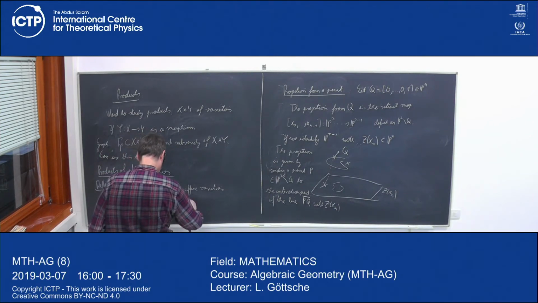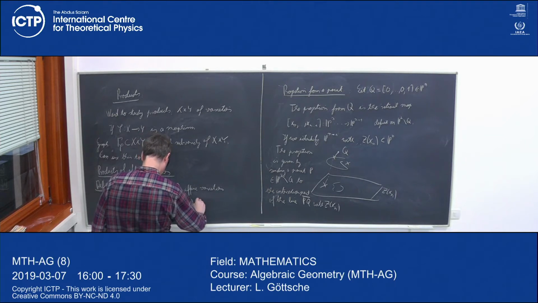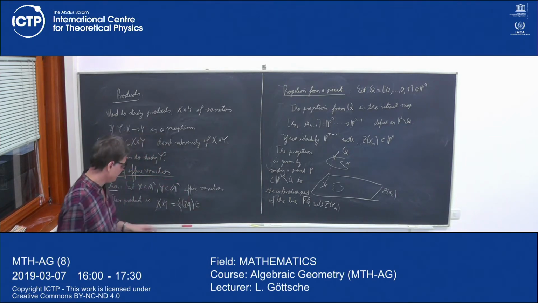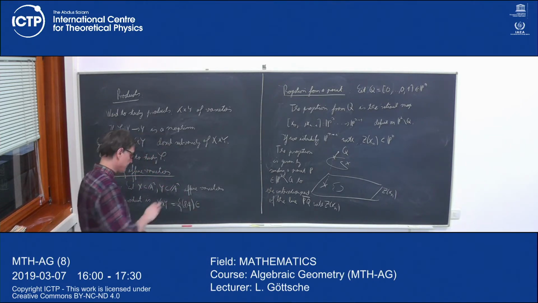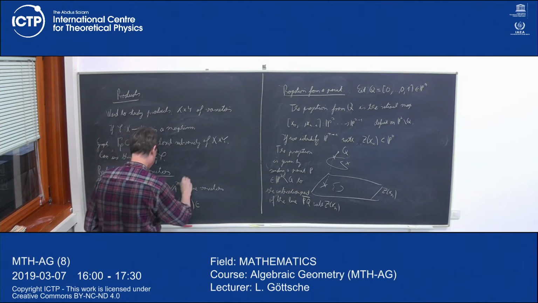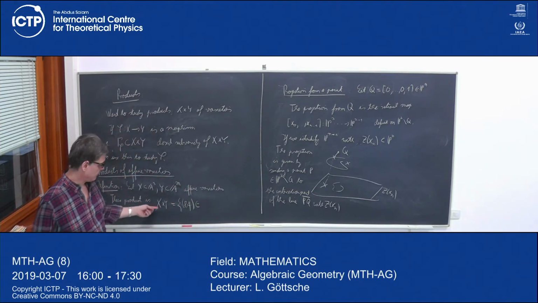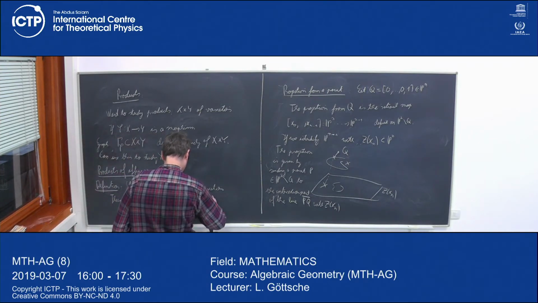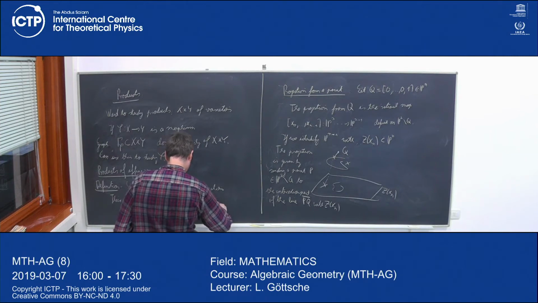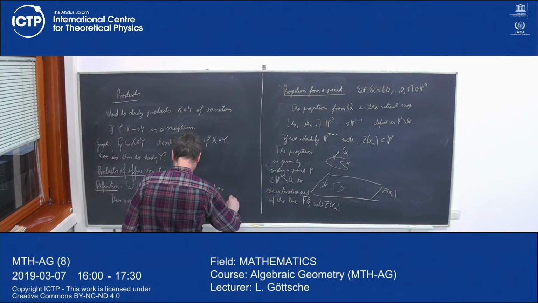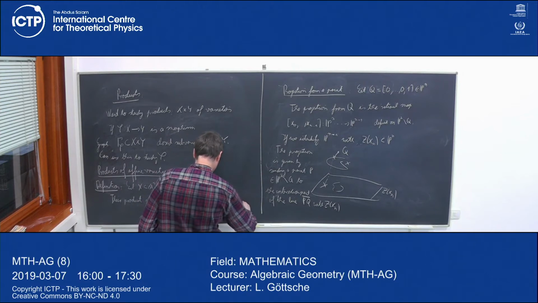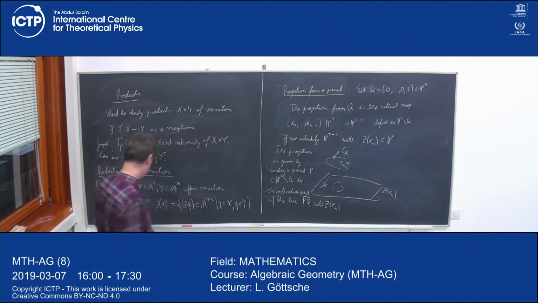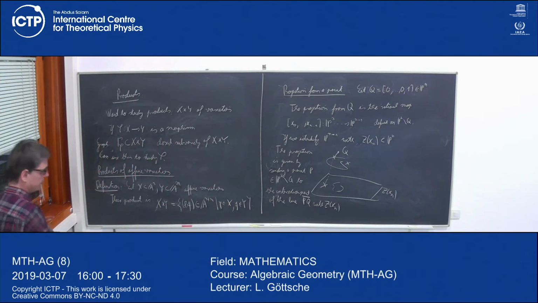P, Q, with P in X and Q in Y. This lies in A^n, this lies in A^m. So therefore X times Y lies in A^n times A^m, which is A^(n+m). Okay, so that's the product, just a set theoretical product.